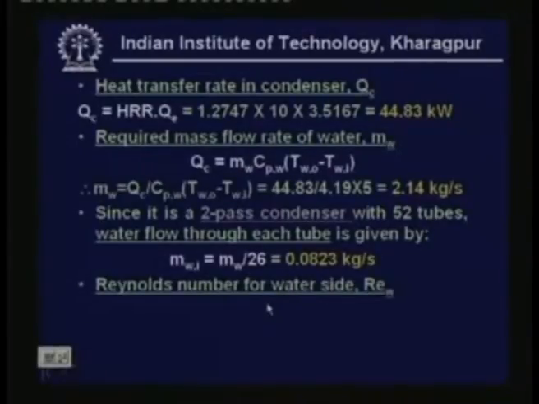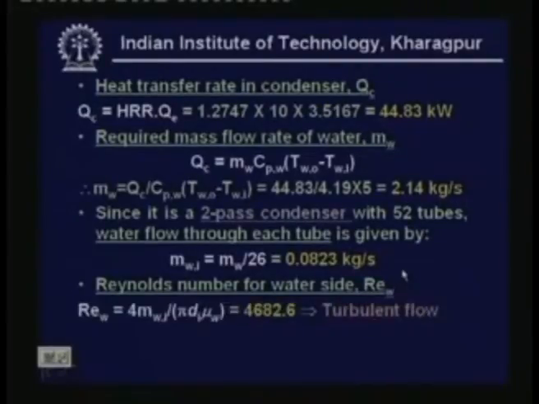Now once we know the water flow rate and the water properties, we can calculate the Reynolds number for the water side. As you know, Reynolds number for water side is rho Vd by mu. This can also be written in terms of the mass flow rate. In terms of mass flow rate, it is 4 into mwi divided by pi di mu w, where mwi, as you have seen, is the mass flow rate through each tube, di is the internal diameter of the tube, and mu w is the viscosity of water.